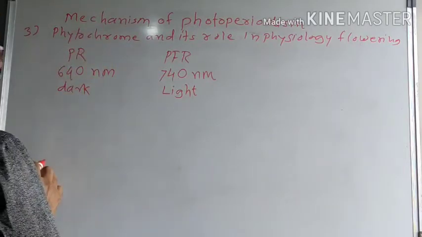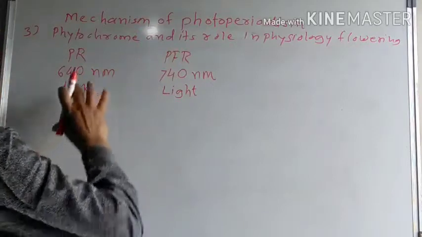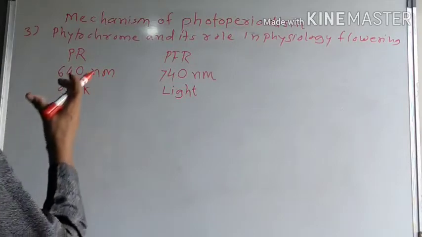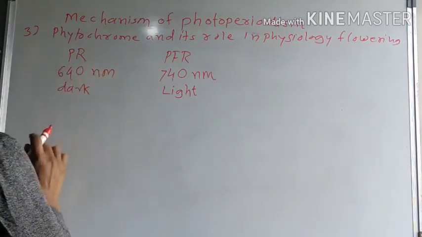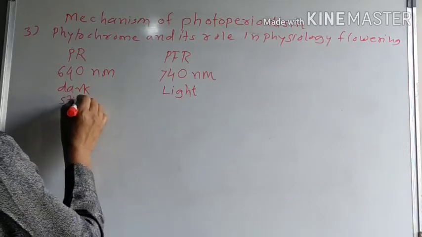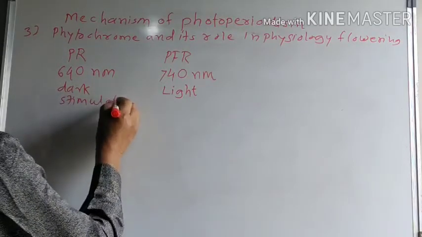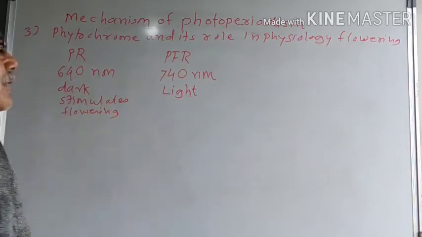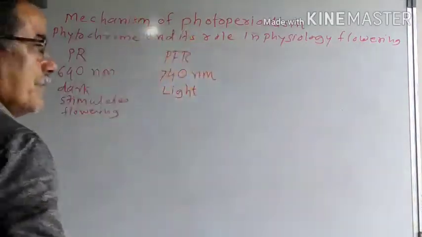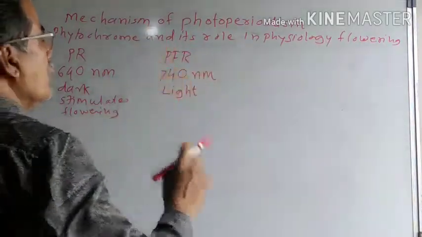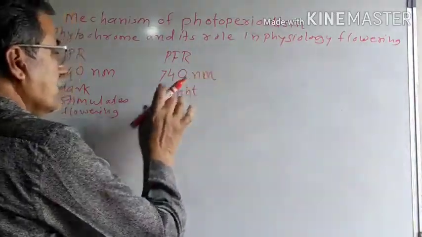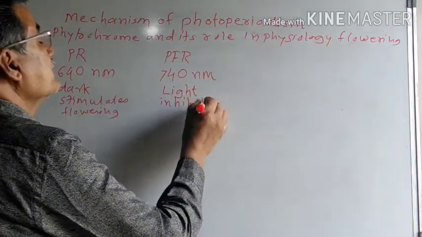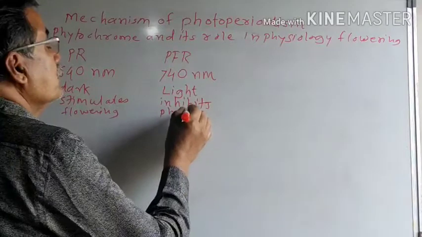Phytochrome red pigment, phytochrome far red pigment. The phytochrome red pigment, which absorbs light of 640 nanometer wavelength and is produced in the dark period, stimulates the physiology of flowering. The PFR form, which absorbs 740 nanometers and is produced in the light period, inhibits the physiology of flowering.